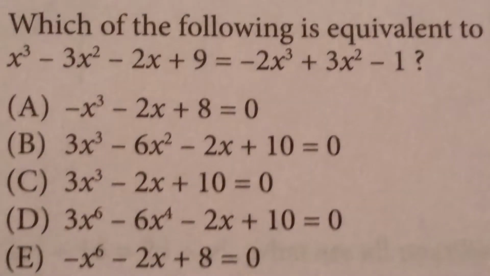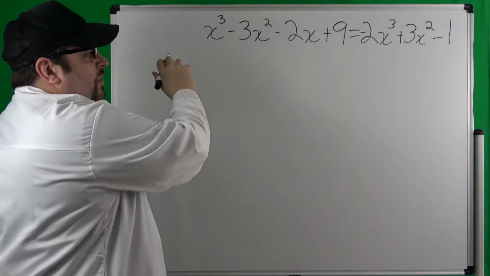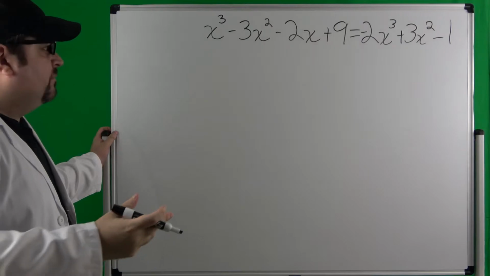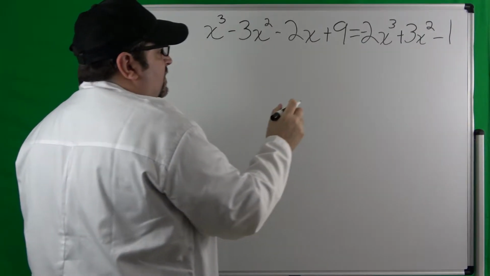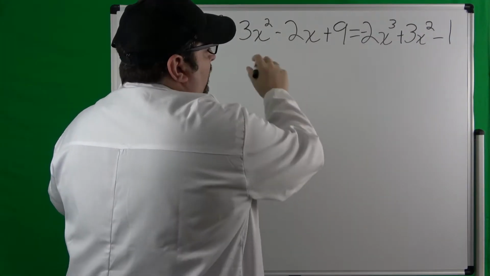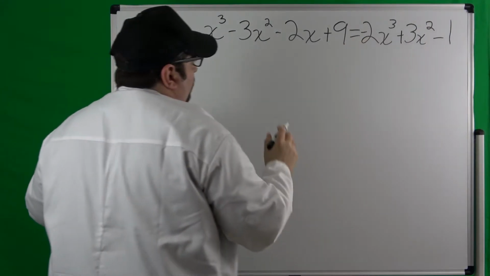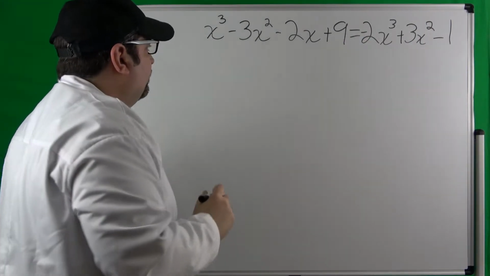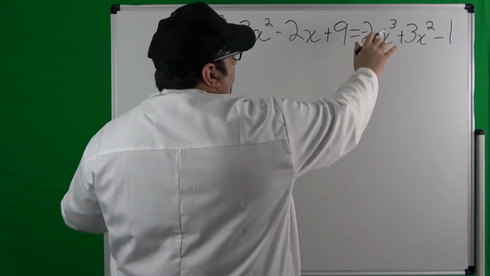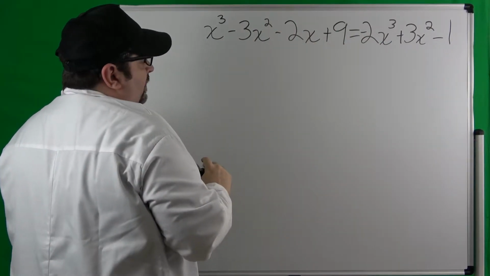Which of the following is equivalent to x cubed minus 3x squared minus 2x plus 9 equals negative 2x cubed plus 3x squared minus 1? So this one, we're just going to combine like terms. And normally to solve these, you would always want it to equal 0. So we're going to put everything on one side here. I'm going to bring it from the right over to the left.